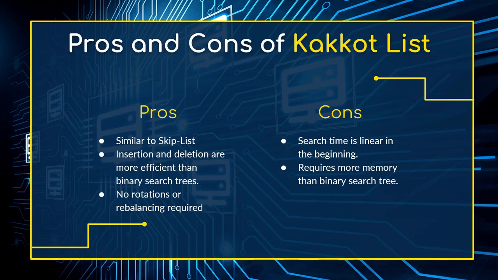So some pros and cons of Kakkot List. Pros: it's very similar to skip list, so if you already have an implementation for skip list, then Kakkot List is really easy to switch to. Insertion and deletion are more efficient than in binary trees because there aren't any rotations or rebalancing required. Cons: search time is linear in the beginning because it starts out as just a regular linked list. And it requires more memory than a binary search tree because it's a 2D linked list matrix.